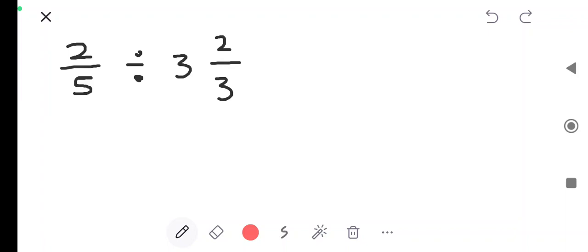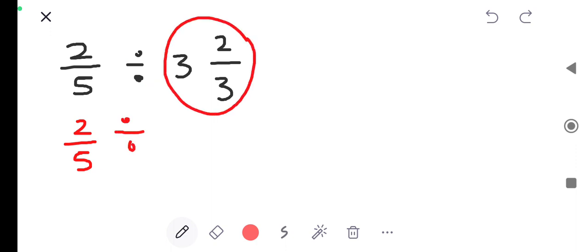Today we are going to learn how to divide a fraction by a mixed number. To do this question, you will write 2 over 5 again. Then you write division again. And then write this mixed number as an improper fraction.